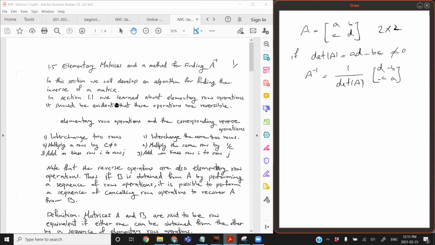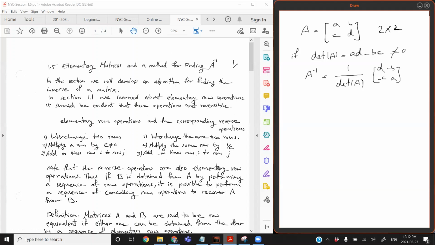So in section 1.1, we learned about elementary row operations. If you remember, there were three types of row operations. You can swap two rows. You can multiply a row through by a non-zero number, and you can add a multiple of one row to another row. These are the three row operations.